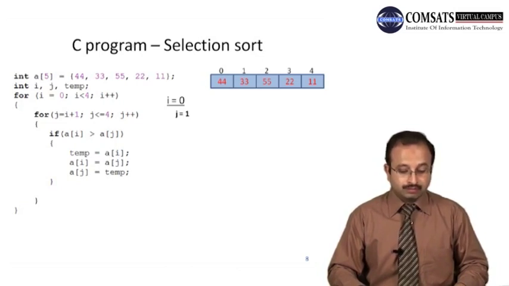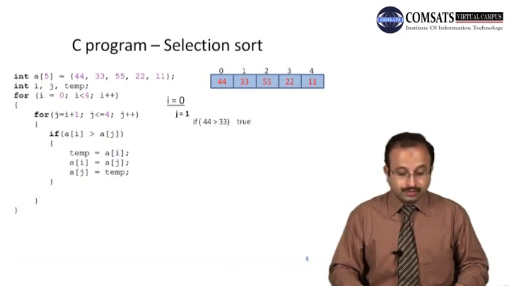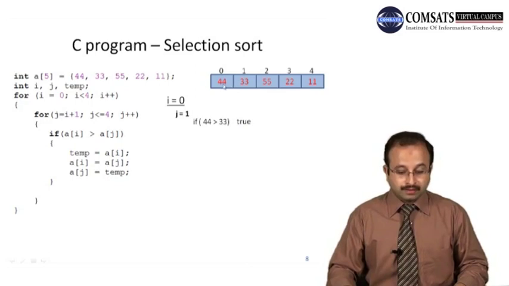Then you come to the if statement, and in the if statement you are comparing if a of I, that is a of 0, is greater than a of 1. So a of 0 is 44 and a of 1 is 33. So 44 is greater than 33; this comparison will be performed. The condition is true. Now you have to swap. You have to interchange the value of the 0th index element and the 1st index element.